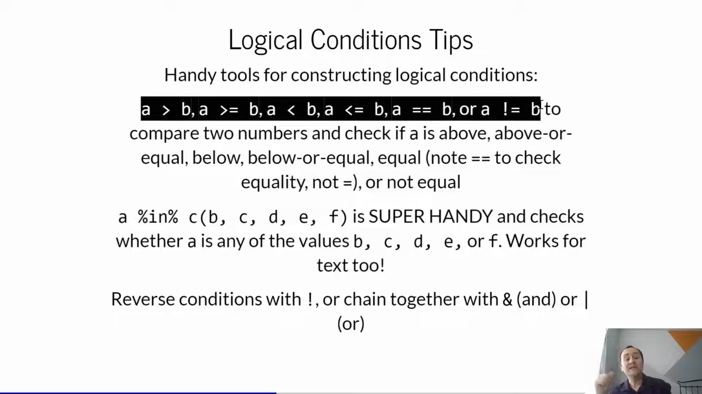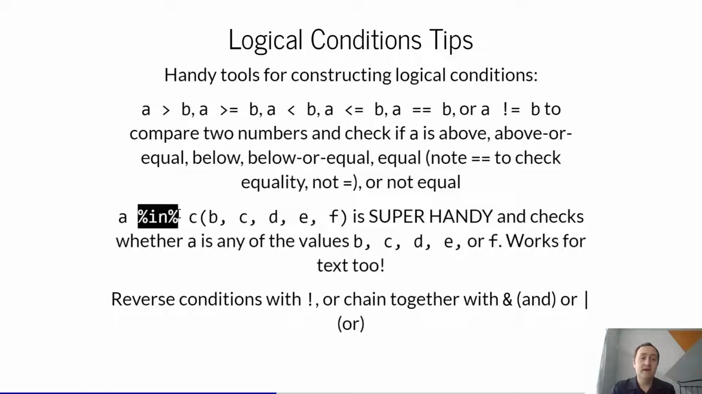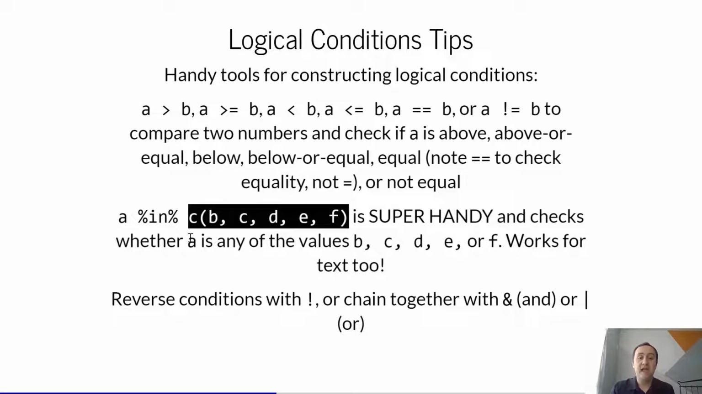There's also another really, really handy function for creating a logical condition, and that is %in%. %in% will check if this is in this list. This will check whether A is any of the values B, C, D, E, or F. This works not just for numbers, but also for text. So it's a good way to check whether something takes one of a certain set of values.